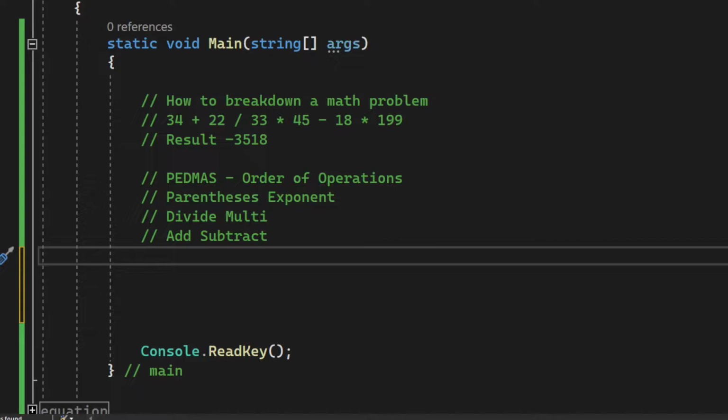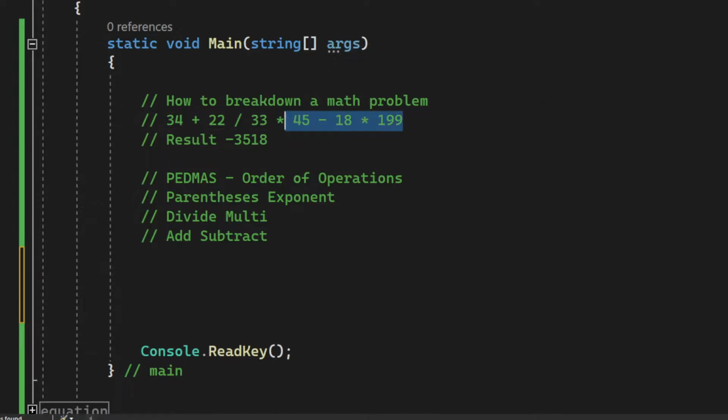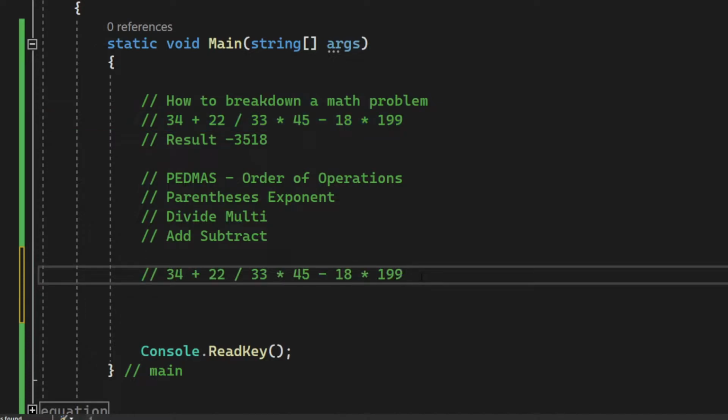In this video, I'm going to break down how we can take this equation and break it down into smaller bite-sized chunks using PEMDAS, and then we can convert that into code and even use our methods in order to get the accurate result. So starting out here, we notice that I have an equation. This equation was one I just came up with off the top of my head, but if you break down the code properly, you should be able to get the result no matter what. And so here we see it's 34 plus 22 divided by 33 times 45 minus 18 times 199. We have a lot of different things going on here, but we'll take it step by step.